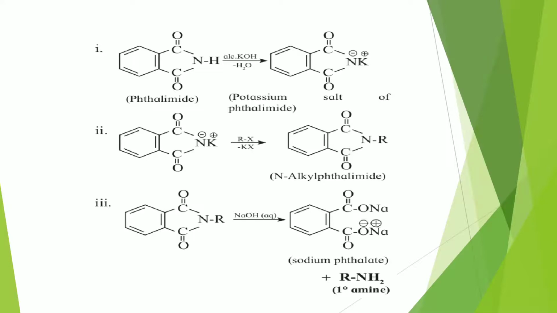So this potassium salt of phthalimide will react with alkyl halide RX in the second step. So X will be removed in the form of KX, and the R group will be attached to nitrogen. So it will form N-R, that is N-alkyl phthalimide. And in the next step, N-alkyl phthalimide will react with aqueous NaOH. So we will get the sodium salt, C double bond O Na, C double bond O Na, that is sodium phthalate.